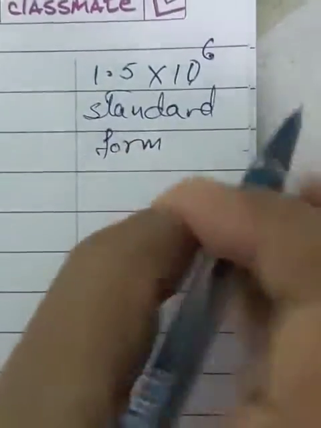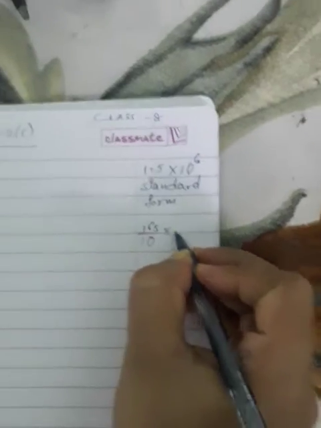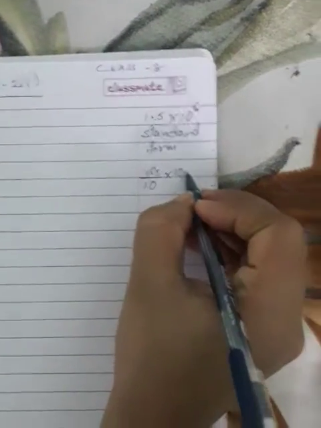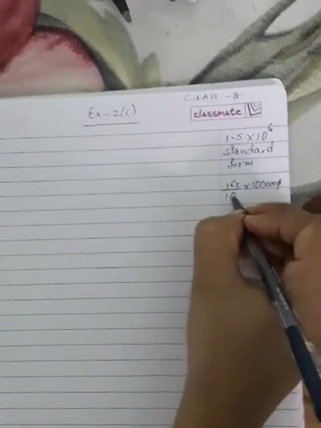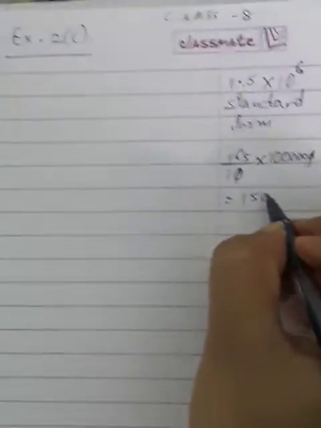This also we can write as, see, 1.5 means remove this decimal and you get 10 here. And how many zeros are here? 6 zeros. Power 6 means 10, 6 zeros. 1, 2, 3, 4, 5, 6. So 1 0 will cancel. So we have 15 into 1, 2, 3, 4, 5.